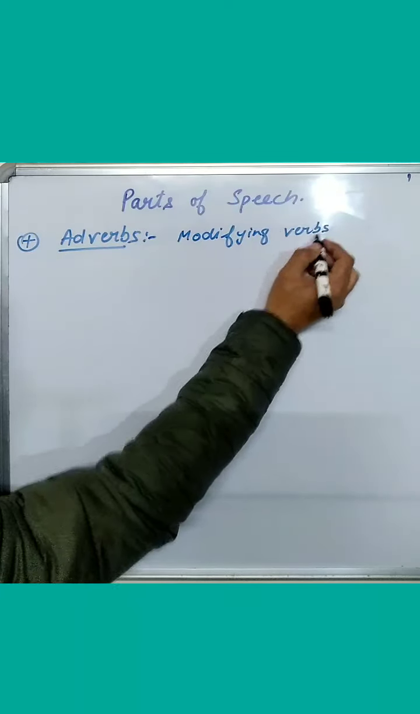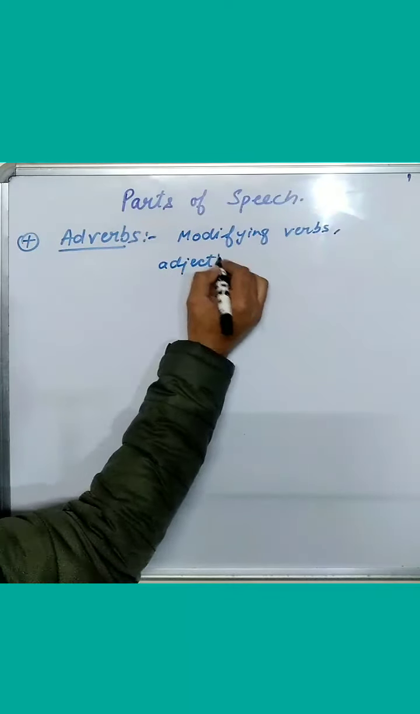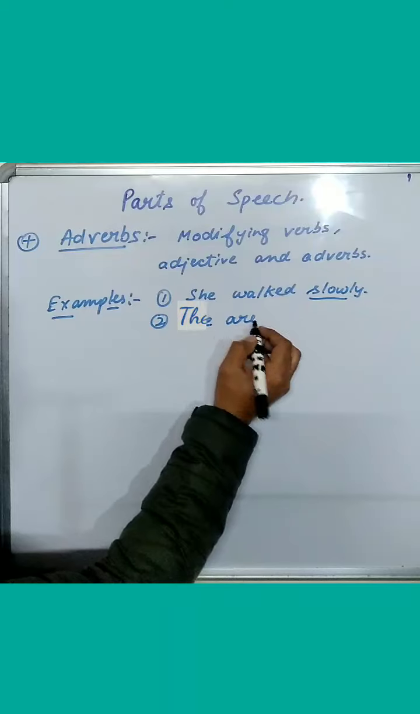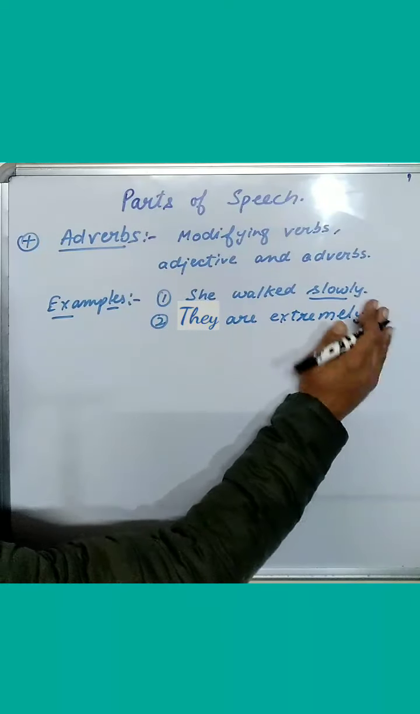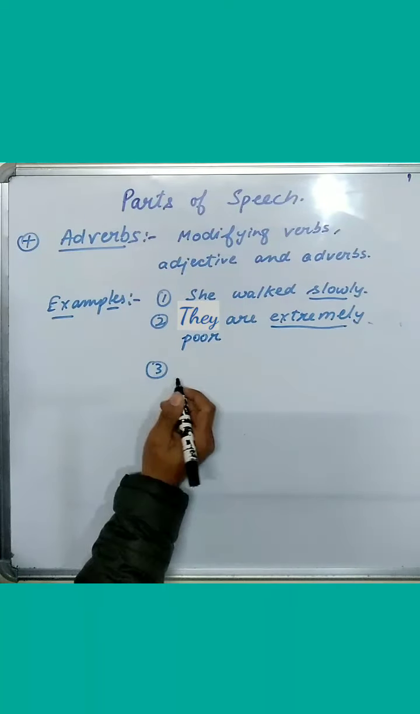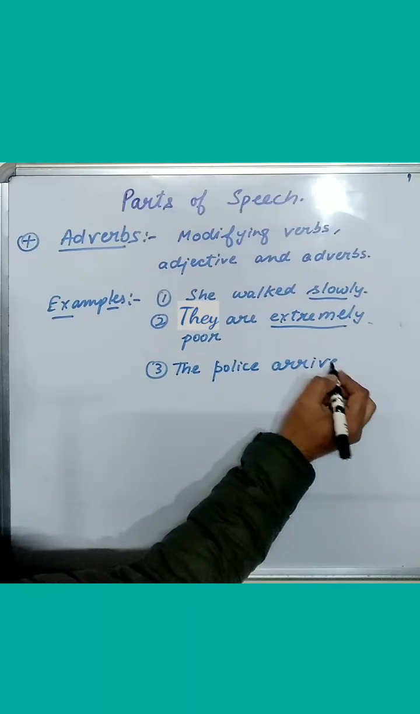Another part of speech is adverbs. Adverbs are also used to modify the meaning of verbs. For example, she walked slowly. Then, they are extremely poor. The underlined words are adverbs.